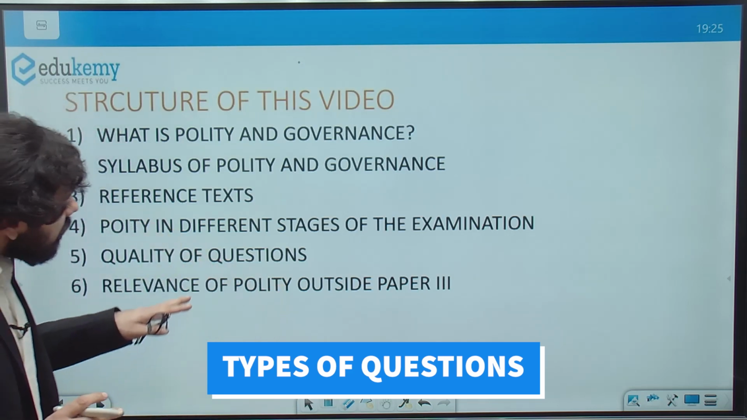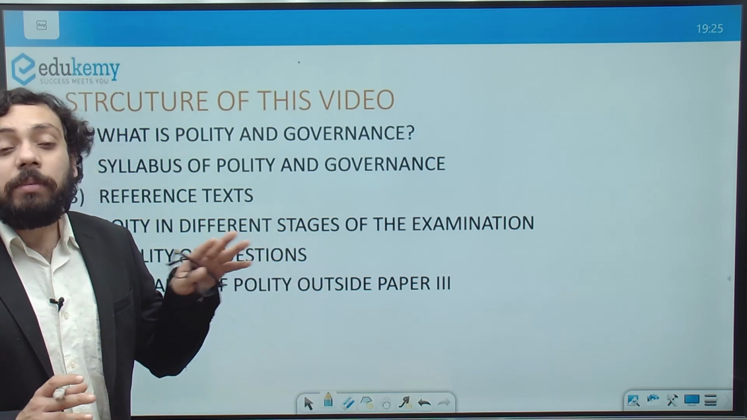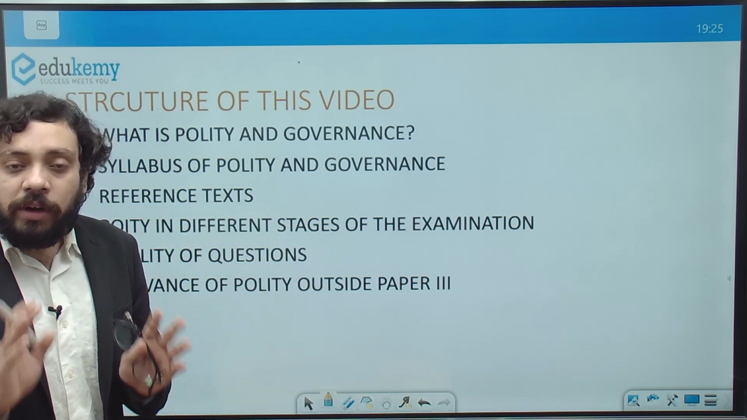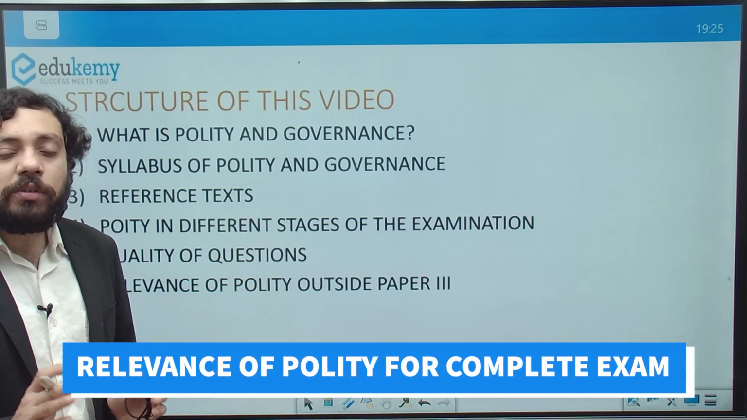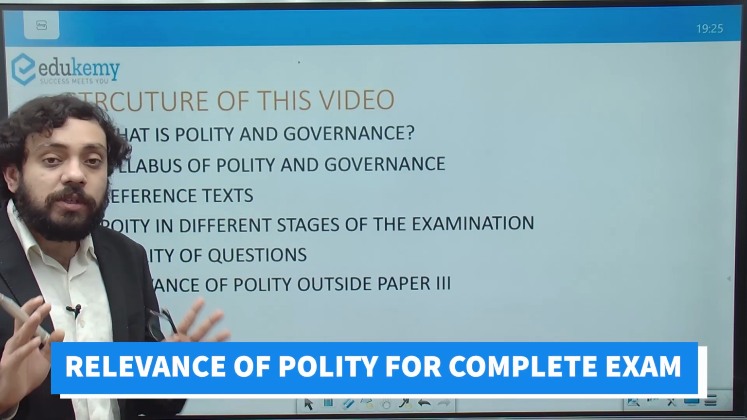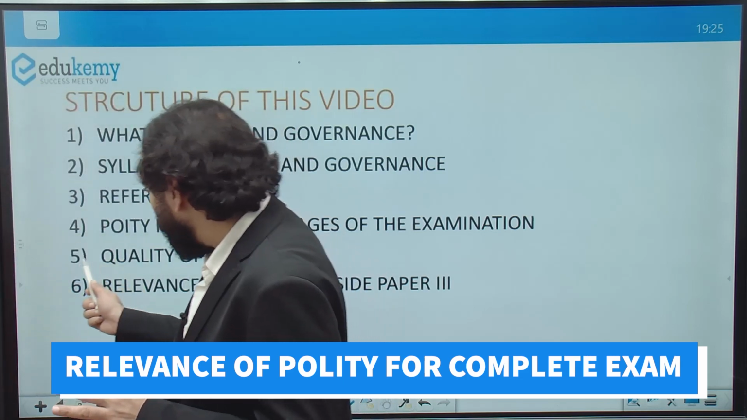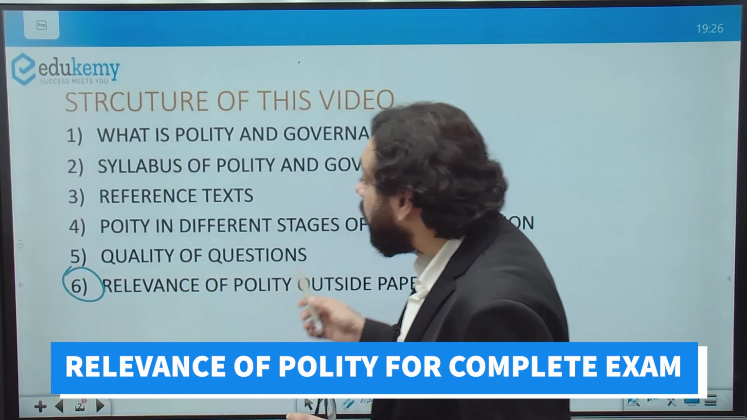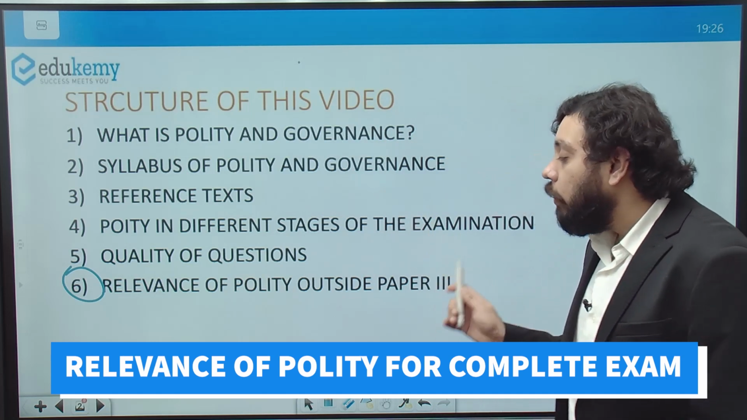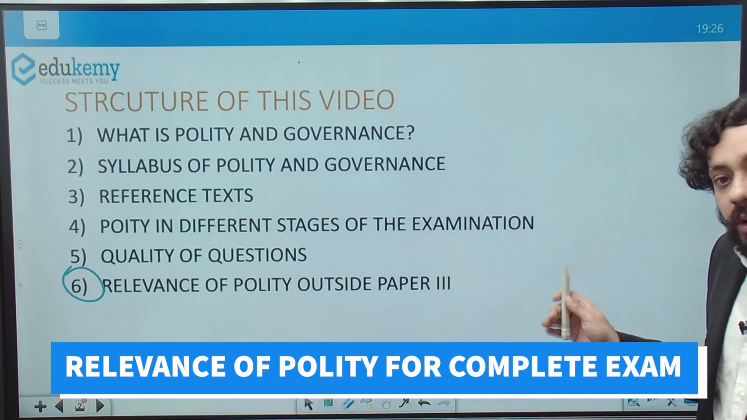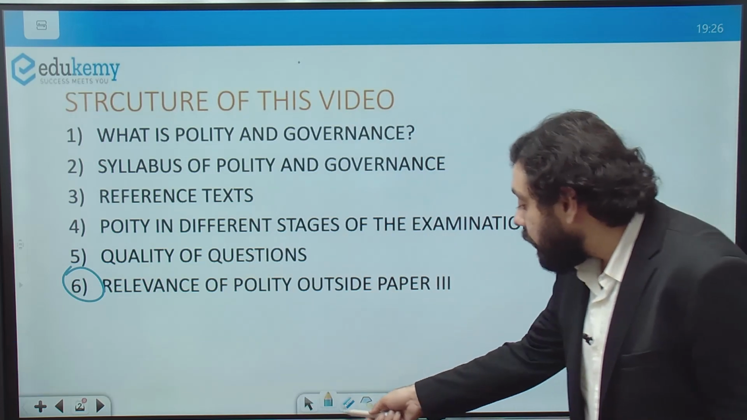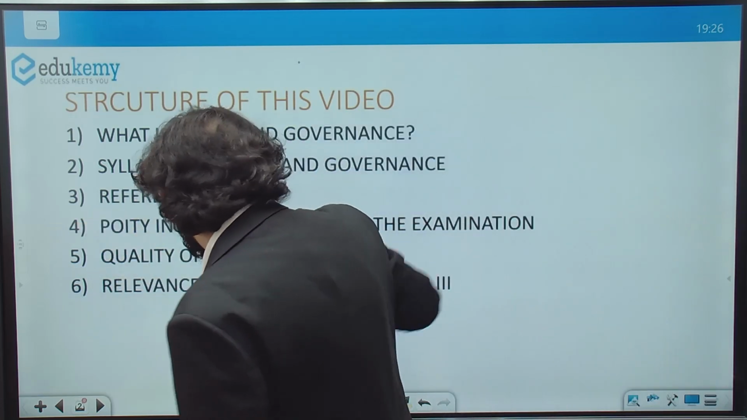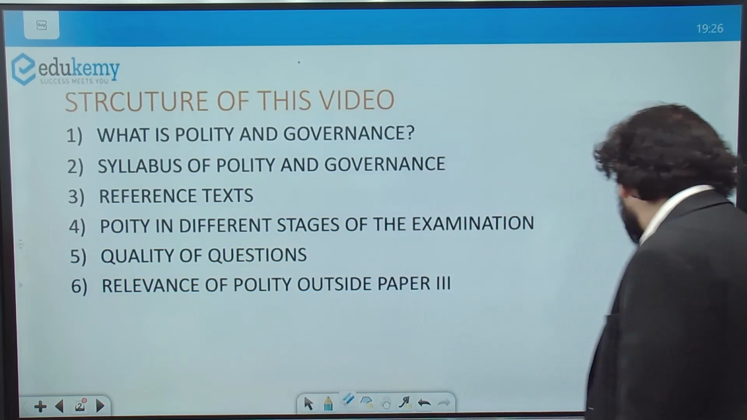And point number 6 is relevance of polity outside paper 1. In case you have a good understanding of polity, a background in, let's say, having read the Constitution of India, etc., which means to say that you're very strong with this area of polity and governance, what are the other areas in which you will find benefit of having a good understanding of this area? This is what we will cover in point number 6, which is relevance of polity and governance outside paper 3.